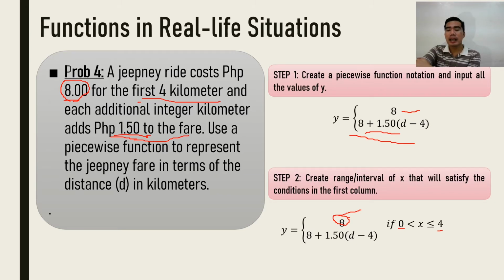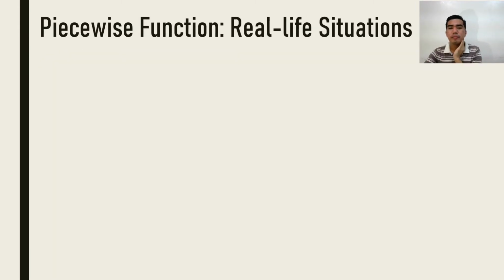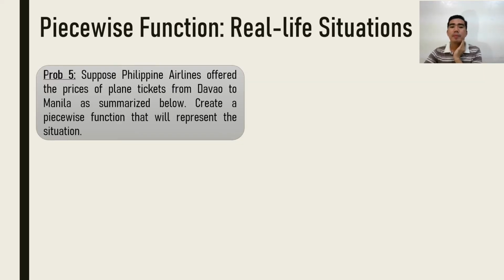Now, what is the second condition? Since it is stated that there is an additional charge when you exceed, this is very easy. After 4, when we exceed, we will use this equation. So that's why we have this condition: x greater than 4. Okay? And that's it for the equation or piecewise function for problem number 4. So let's proceed now to problem number 5.